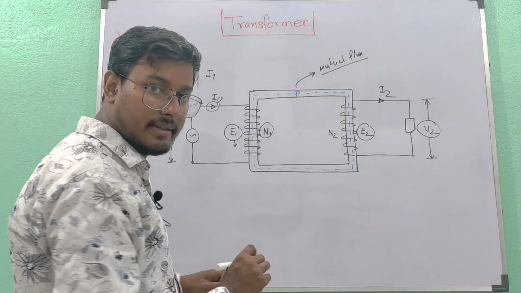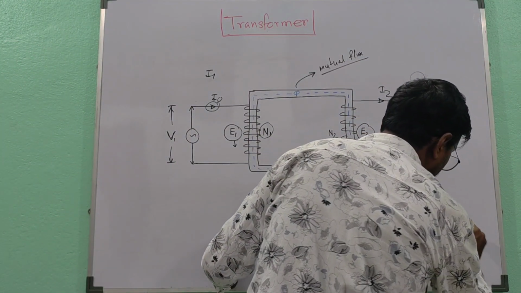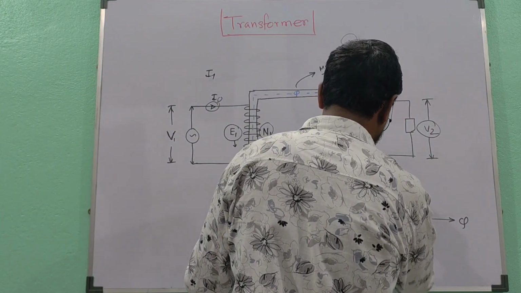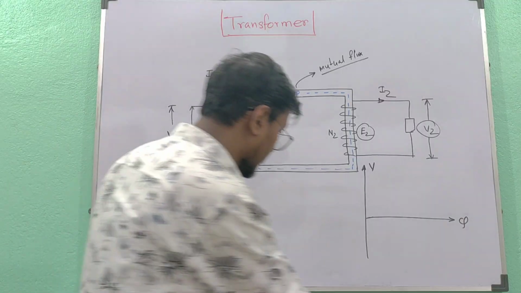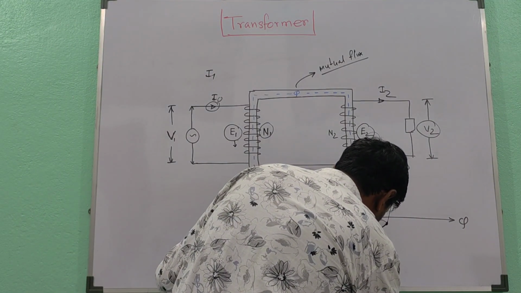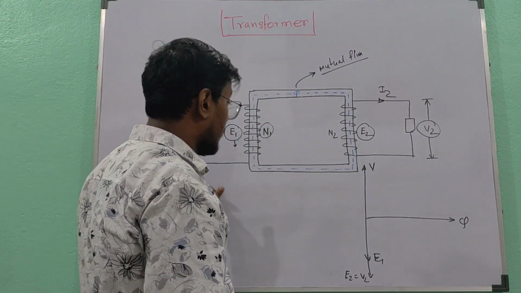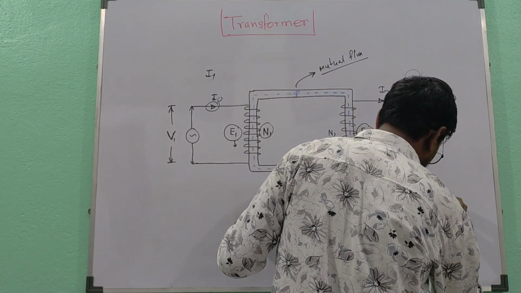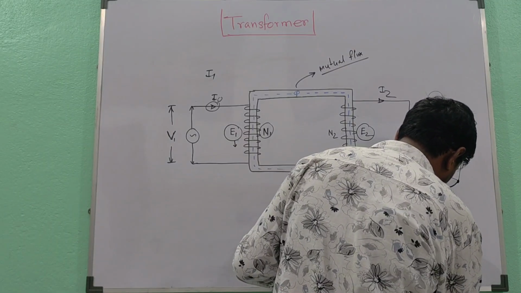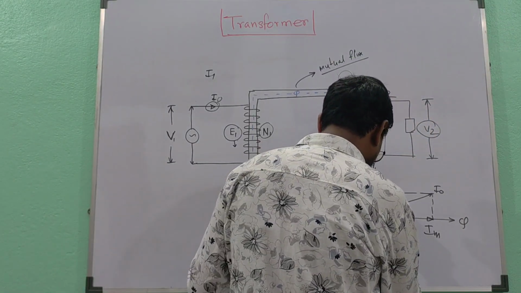So let us consider the same phasor which we have drawn. This is flux phi, this is voltage V1, either E1, and this is E2, which is equal to V2. Now this primary no load current I0 will be in quadrature with this flux. This is IM and this is IW.